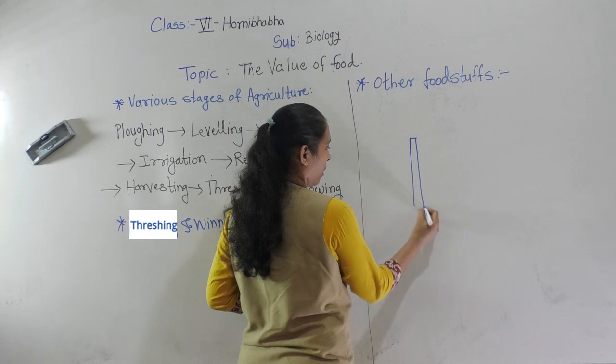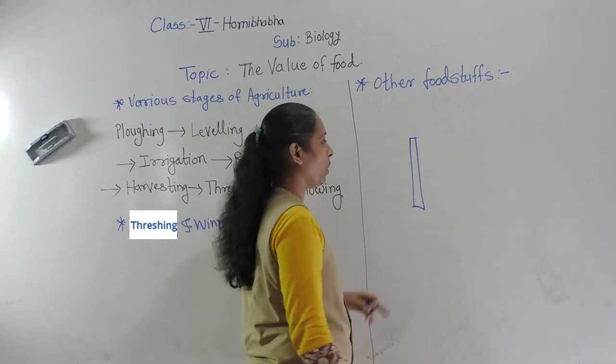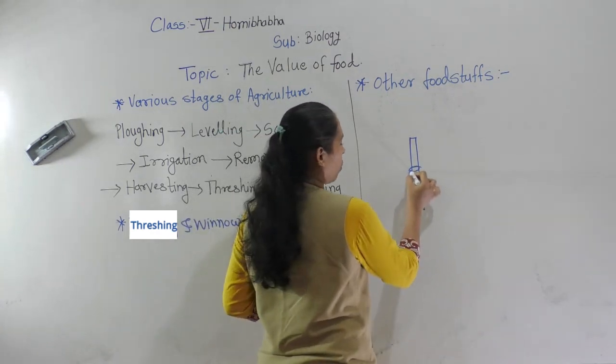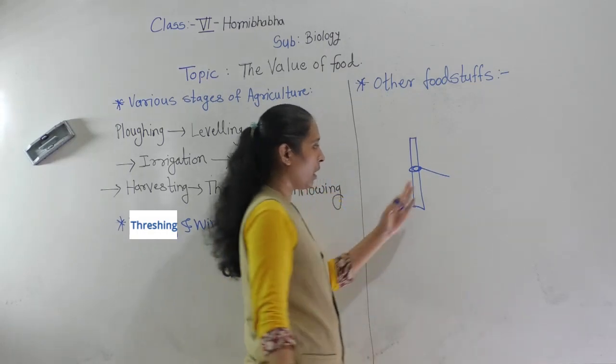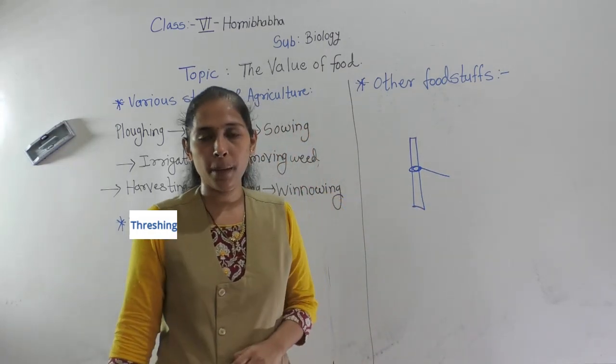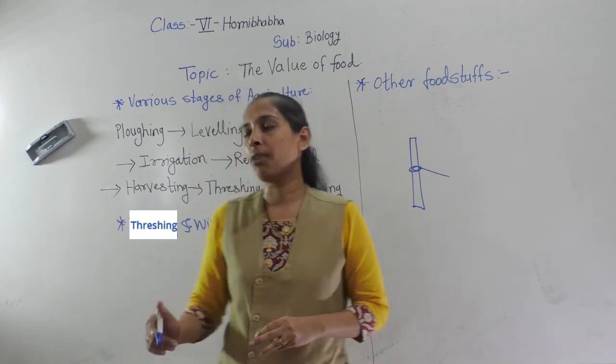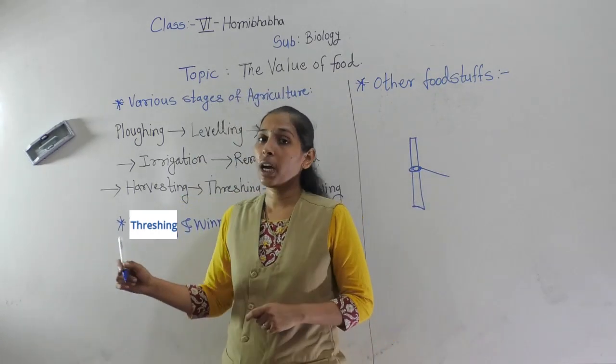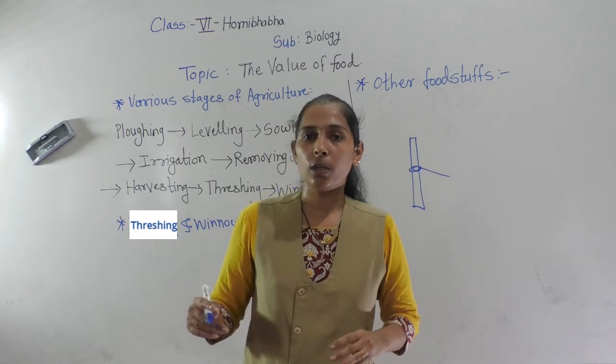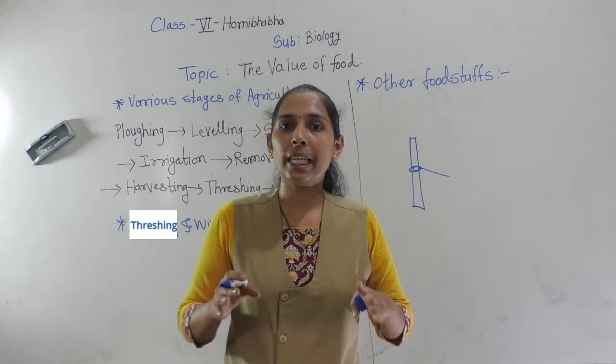They have one pole, and on that pole they tie a rope, and to that rope they tie the bulls. So the bulls are helping the farmer with the threshing. So how does it happen? Let's see. In the farm they make a clean piece of land.